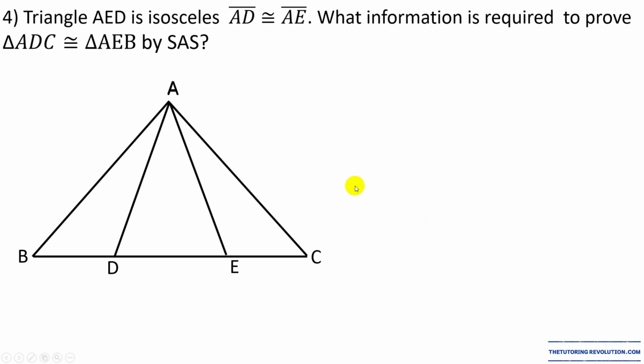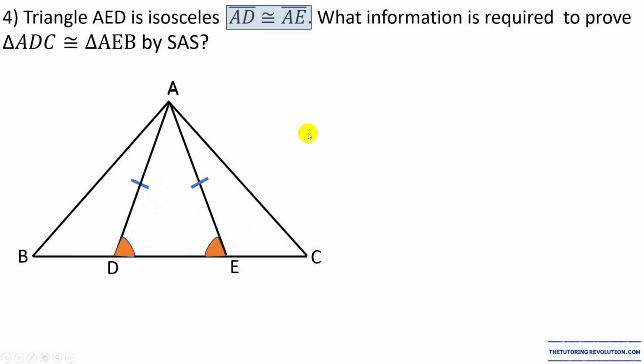In this problem, they give us a triangle AED, which is isosceles. And AD is congruent with AE. Okay? So we're going to put tick marks in AD and AE to show that these two sides are congruent to each other. Also, in an isosceles triangle, the opposite angles to the congruent sides are also congruent. So these two angles, which are opposite to the congruent sides, are also congruent.